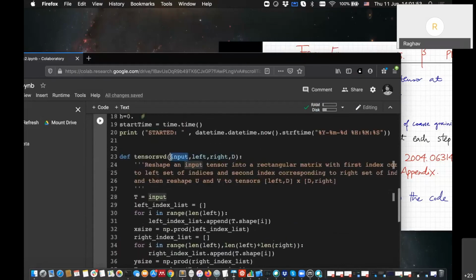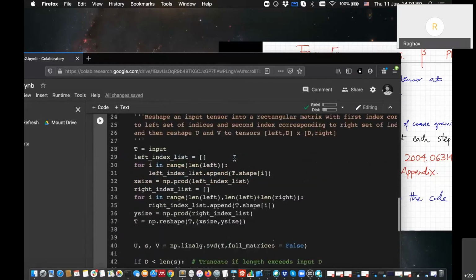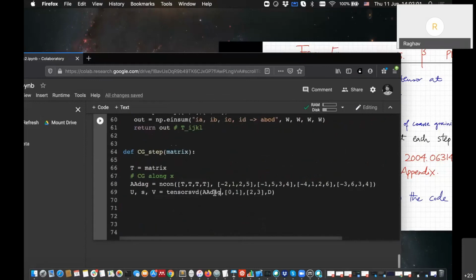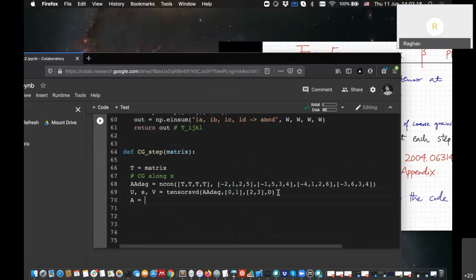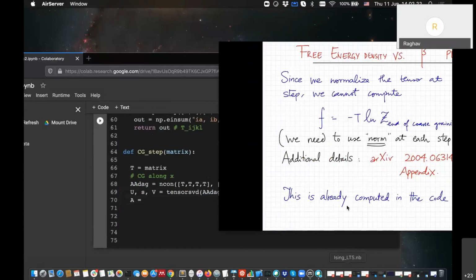Input tensor, left and right, what do we want to make of left and right, and then D, right? So we give it a rank 4 tensor, but we tell this routine that you have to take 0 and 1 and combine, and 2 and 3 and combine, so it becomes a matrix, and then truncate it to D, right? Now this is an interesting step where we construct this piece. So let's just go back to the notes.